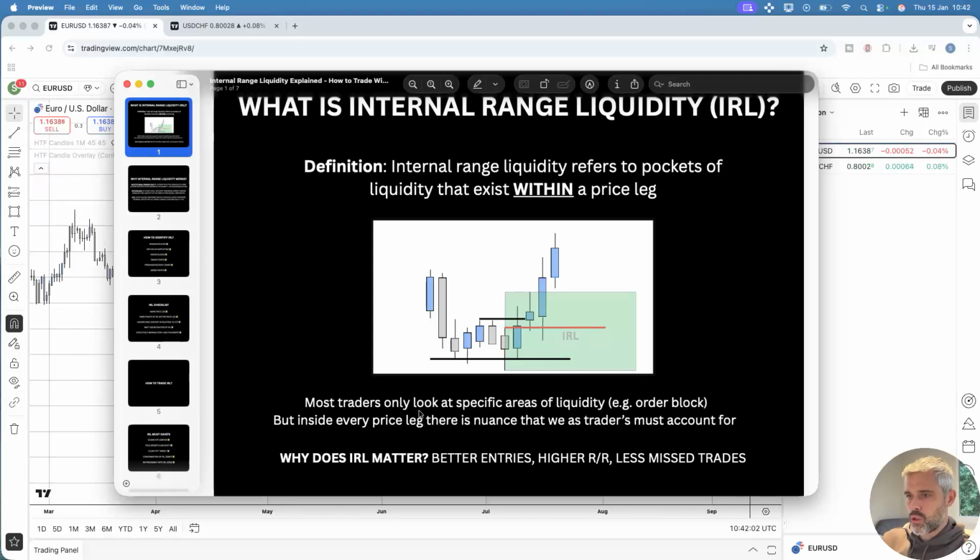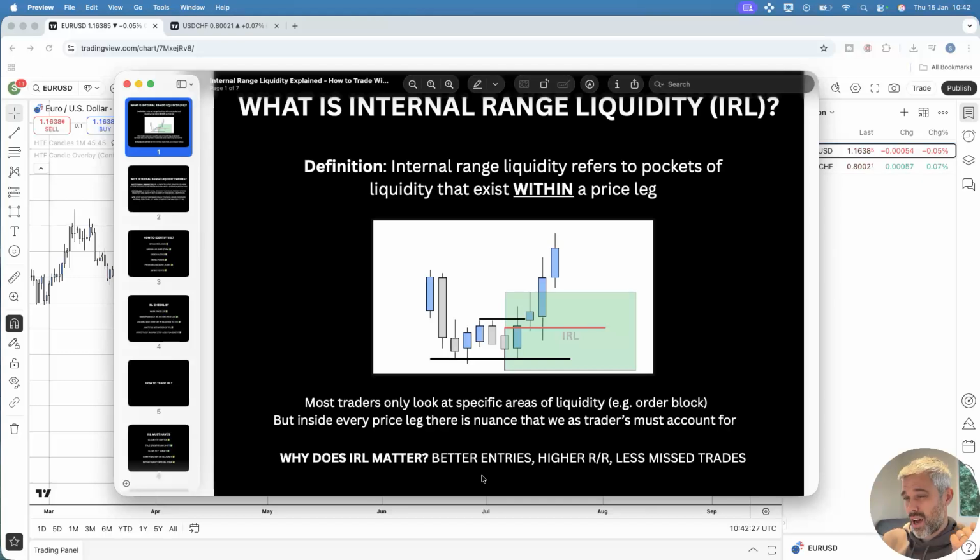So most traders only look at specific areas of liquidity like the order block, but inside every price leg there is always nuance, and we need to account for that because there are other points of internal range liquidity and there's other contexts that will give us more idea as to what zones in that internal range liquidity we should trade from. Why does it matter?